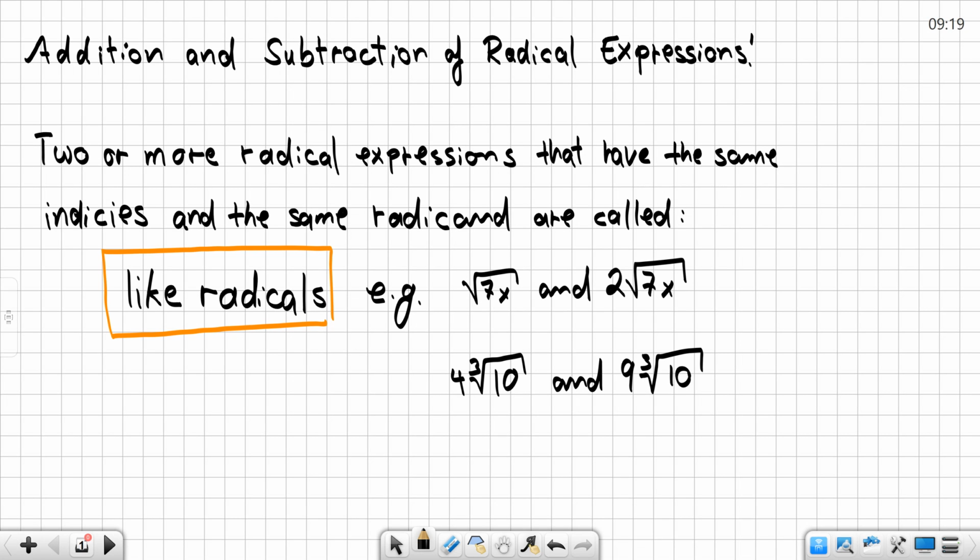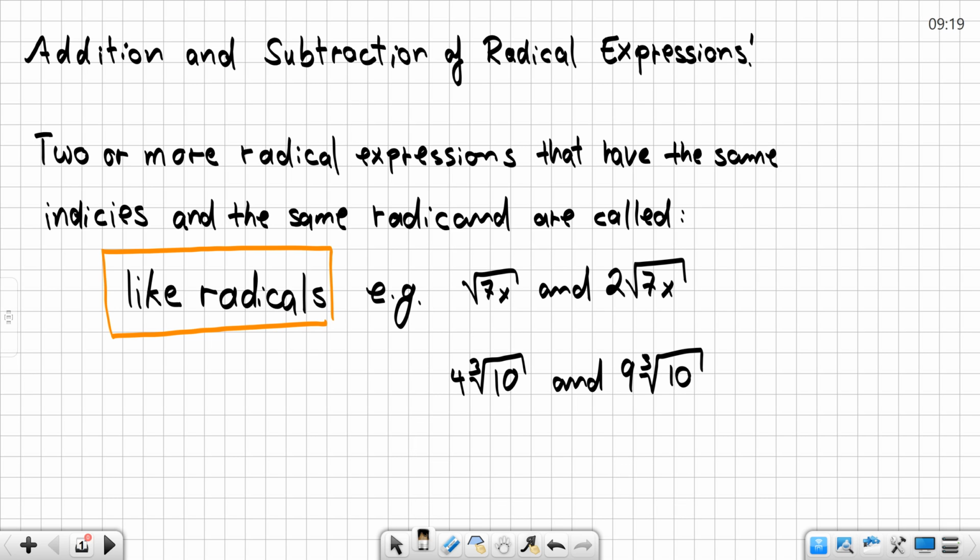Welcome. All right, so today we are going to add and subtract radical expressions. Two or more radical expressions that have the same indices and the same radicand are called like radicals, also like radical terms. Here are some examples. The square root of 7x and 2 times the square root of 7x.